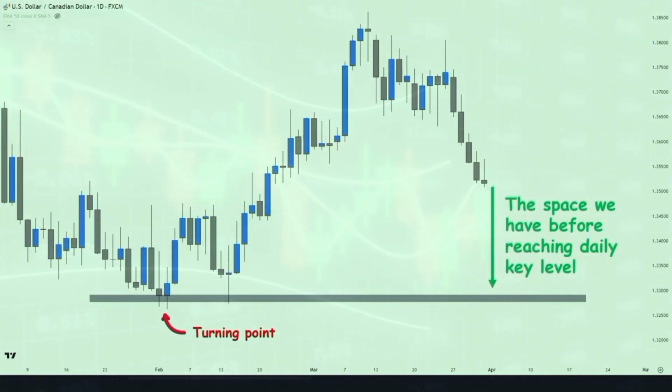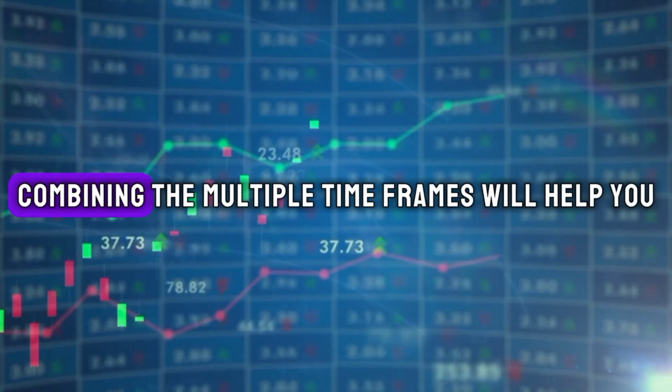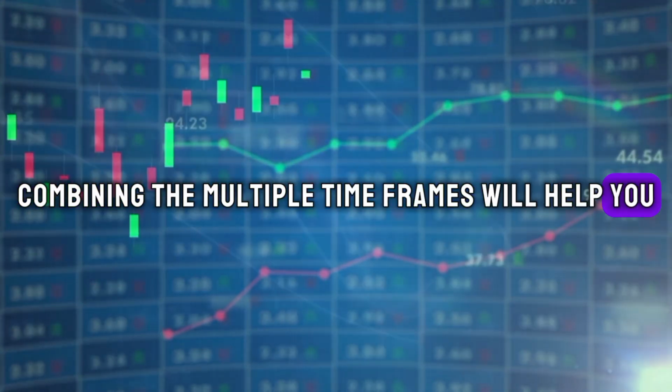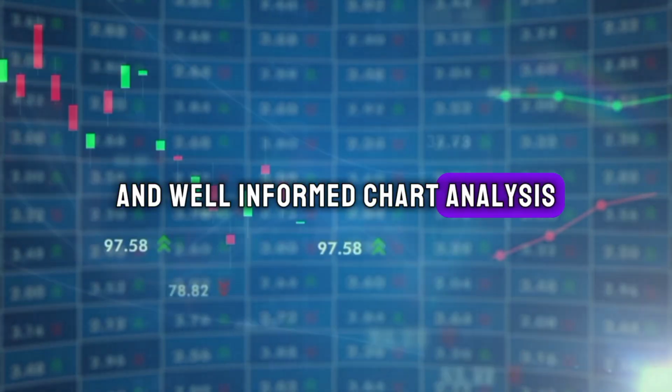So we only enter the market if we have enough space before reaching the next level in front of the price. This concept will help us avoid losing trades and catch great risk to reward ratios. So, basically, combining the multiple time frames will help you get a clear and well-informed chart analysis.